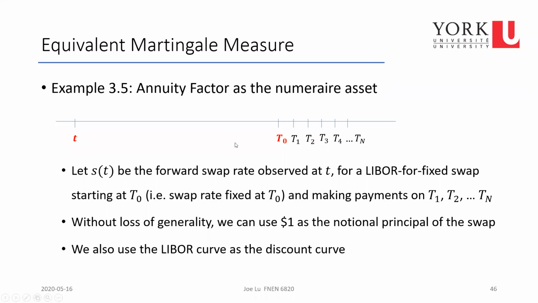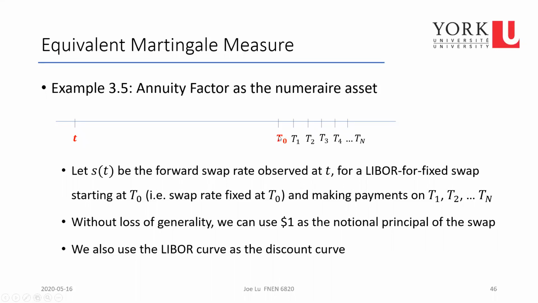Now we have seen how we express the forward interest rate as an expectation. Here we can take a look at how we can express a forward swap rate as an expectation. First of all, let's define the forward swap rate. So we have S(t) as a forward swap rate, and this basically is a swap rate observed at the little t.